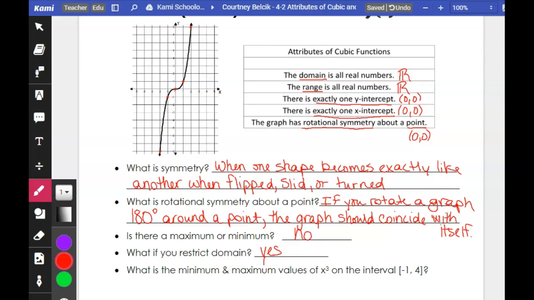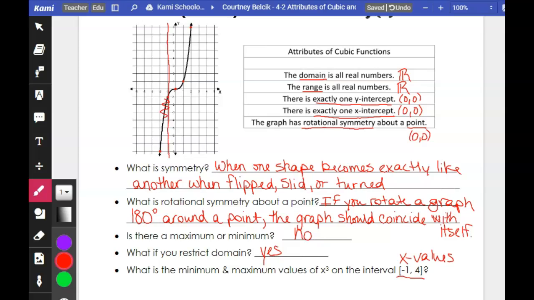What I'd like to know is the maximum and minimum values of y equals x cubed, the graph that we have, on the interval from -1 to 4. So remember, these intervals are x values. So I'm going to go look for -1. Here's -1. Here's my boundary.